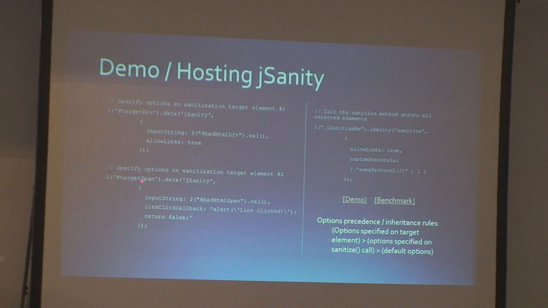Here's another target. This is a span on the page. We also specify the input. And we set up a callback for link clicks. And then we call sanitization over here. We call the API and say, go, do your sanitization. So that's kind of how you would use this API on a page.